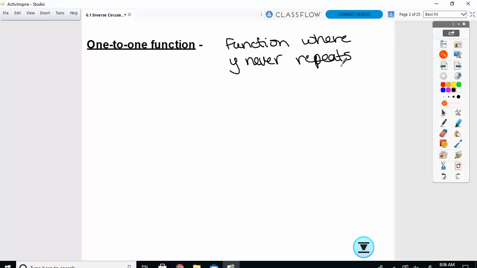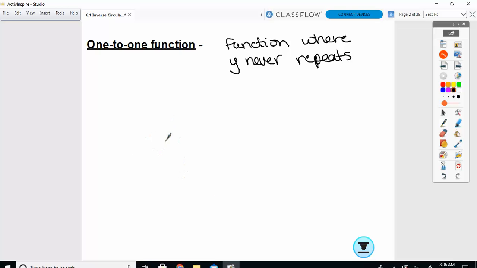If you remember when we looked at graphs, we said, okay, if it's a function, it passes the vertical line test. If it's one-to-one, it passes the horizontal line test. The y value can't get repeated if it is one-to-one. So the next little box that I have on there, I actually state the horizontal line test.